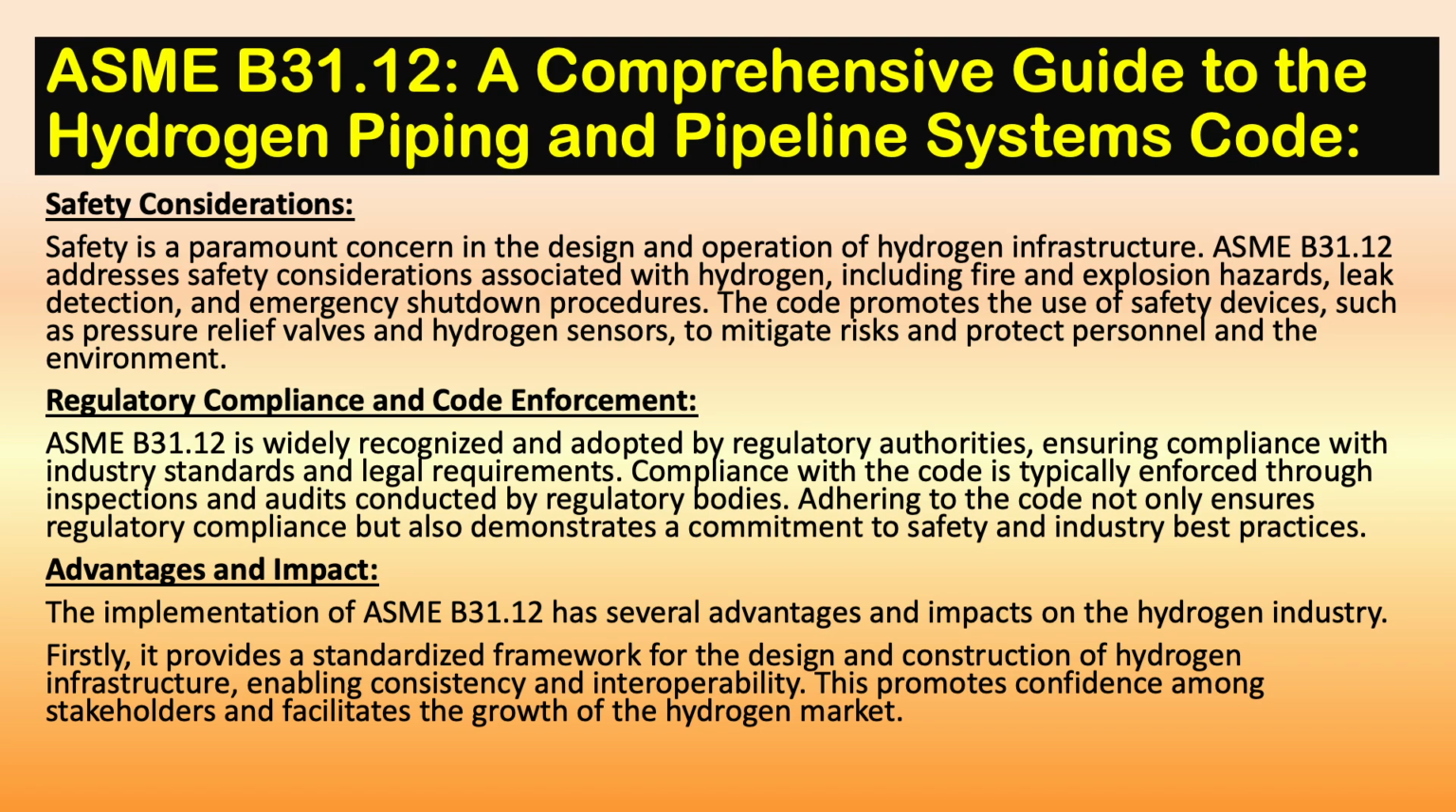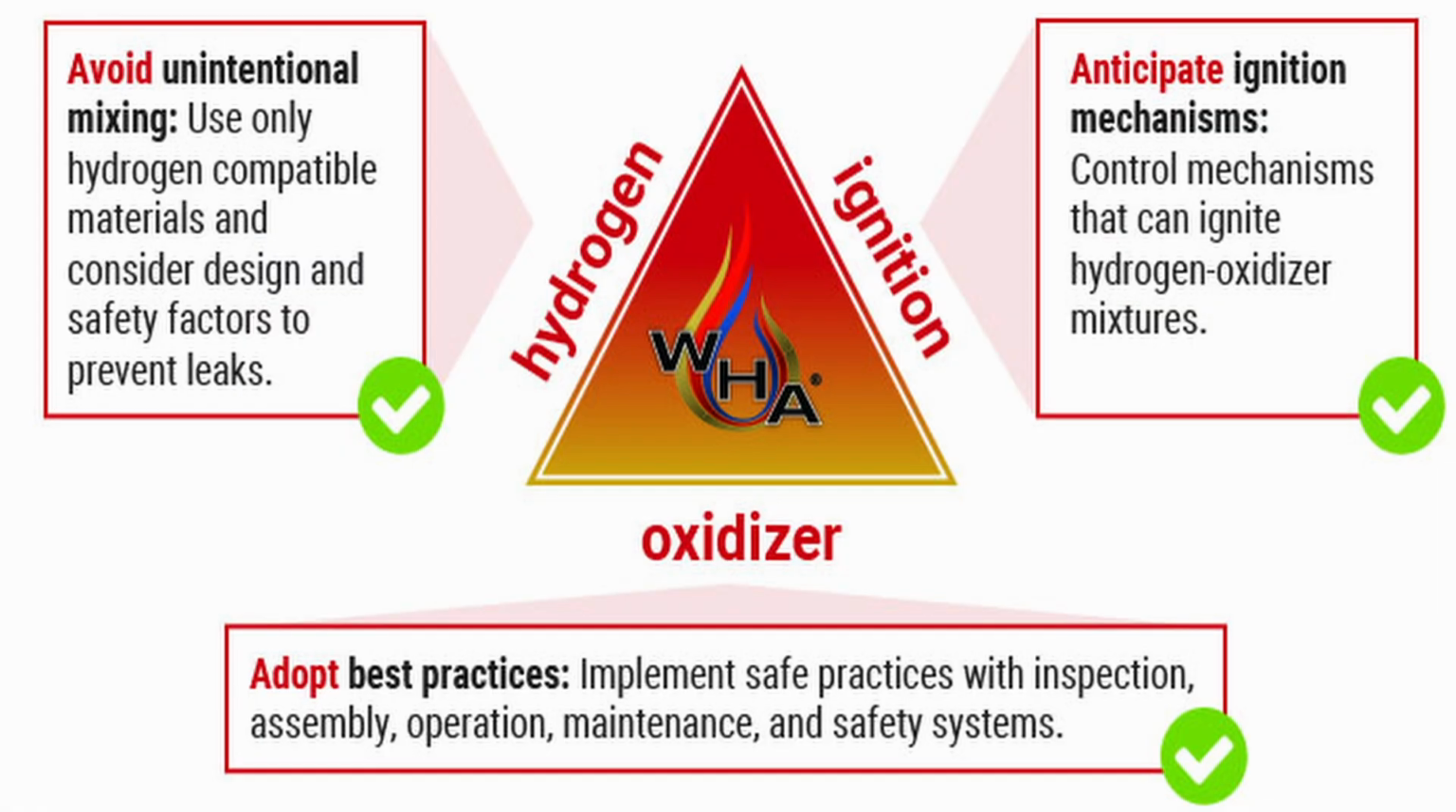Safety considerations. Safety is a paramount concern in the design and operation of hydrogen infrastructure. ASME B31.12 addresses safety concerns associated with hydrogen, including fire and explosion hazards, leak detection, and emergency shutdown procedures. The code promotes the use of safety devices such as pressure relief valves and hydrogen sensors to mitigate risks and protect personnel and the environment.